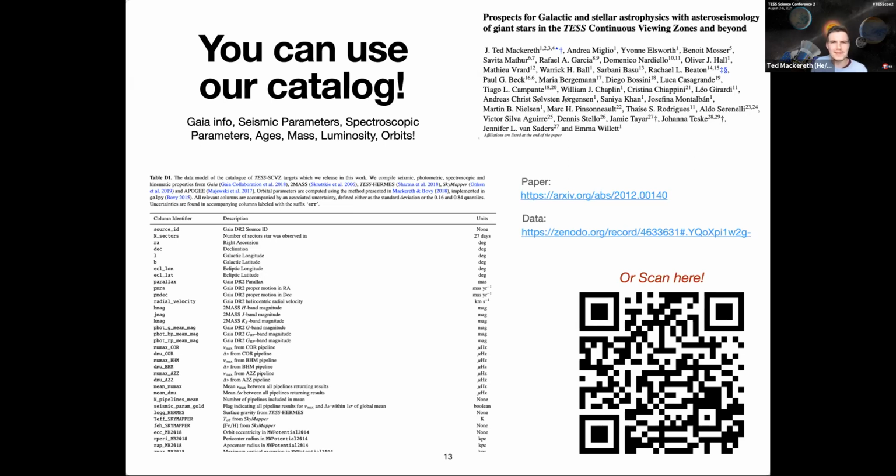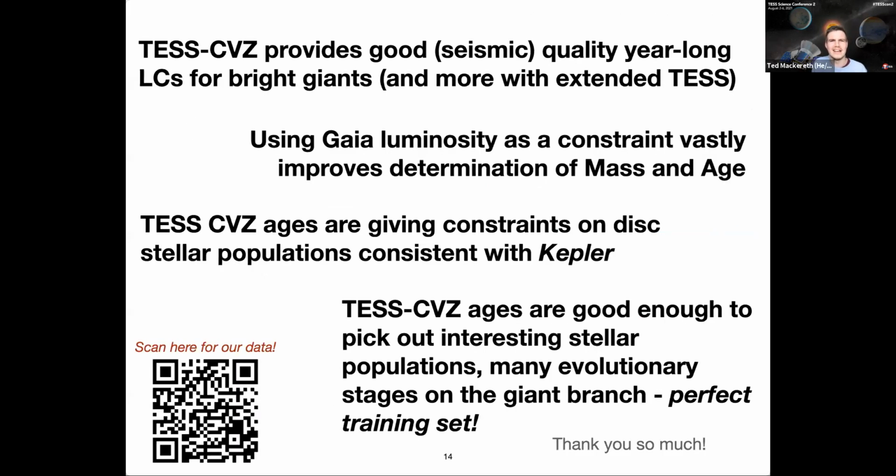I'm kind of running out of time, so I'll just leave it with this summary and say that the TESS-CVZ provides great quality year-long light curves for bright giants, and probably more with extended TESS. And we were able to find a bunch of other cool results as well. And so I'll say thank you very much.